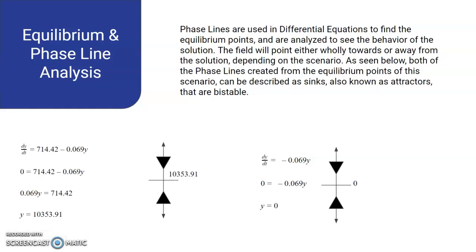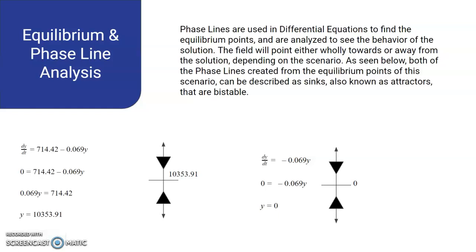Essentially, phase lines are used in differential equations to find the equilibrium points and are analyzed to see the behavior of the solution. The field will point either wholly towards or away from the solution depending on the scenario. As seen below, both of the phase lines created from the equilibrium points of the scenario can be described as sinks, also known as attractors, that are bistable.